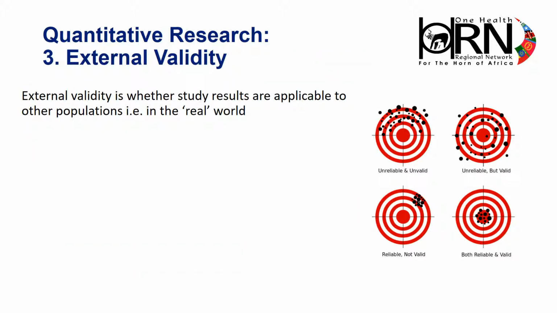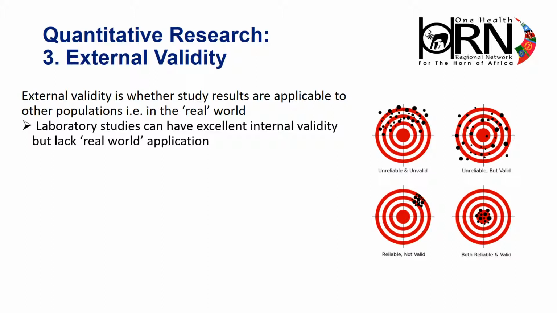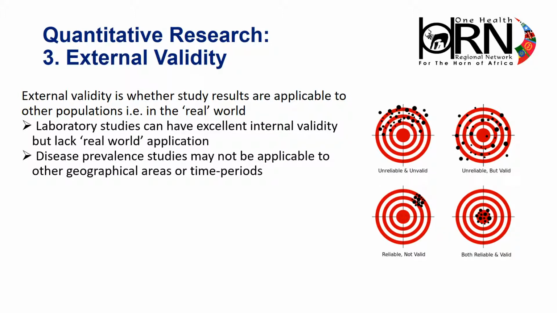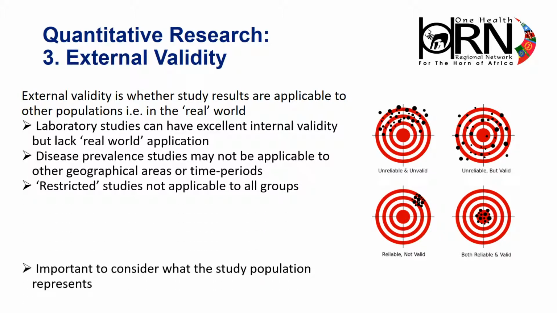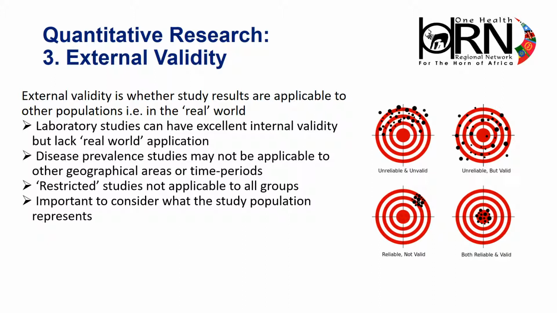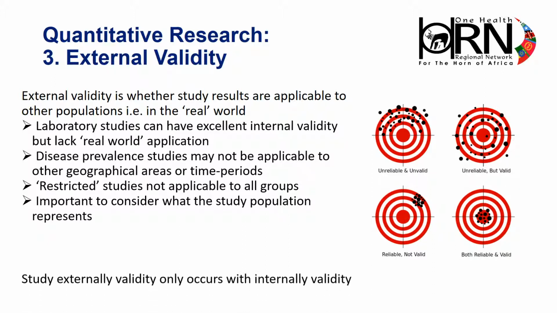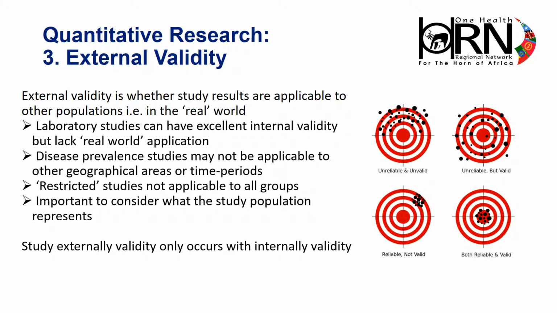External validity means whether study results are applicable to other populations, i.e. in the real world. Laboratory studies can have excellent internal validity but lack real-world application. Disease prevalence studies may not be applicable to other geographical areas or time periods. Restricted studies may not be applicable to all groups, and it's important to consider what the study population represents. Study external validity only occurs with internal validity.